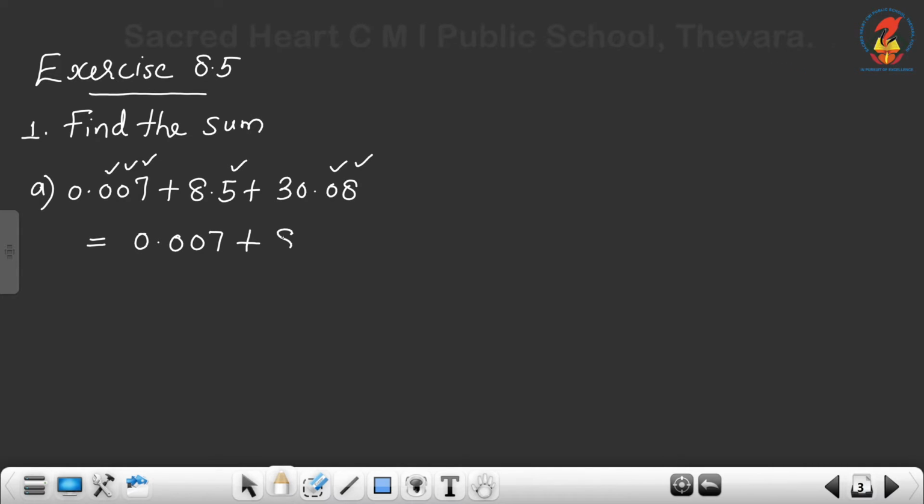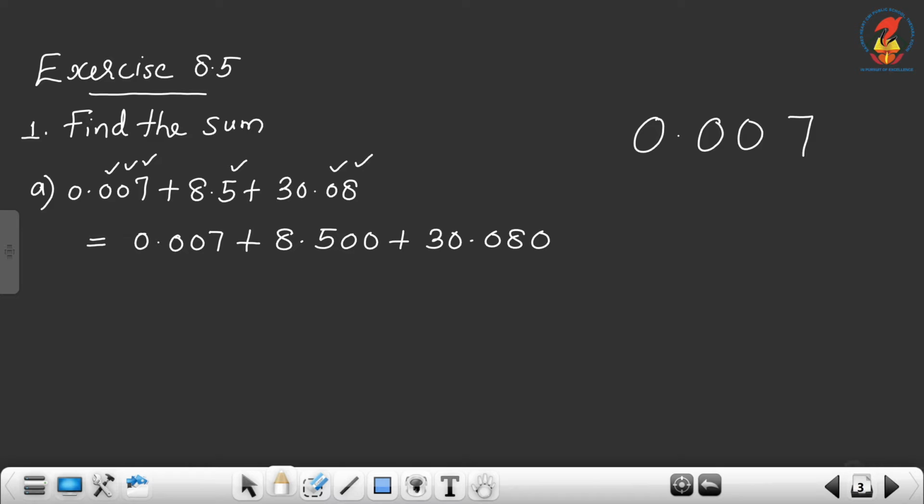So 0.007 plus 8.500. We need 3 decimal places. So 8.500. Then plus 30.080. Now first write 0.007. Next is 8.500. Under the first one you have to write it, so 8 is in the whole number part, that is in the ones place. So 8.500.